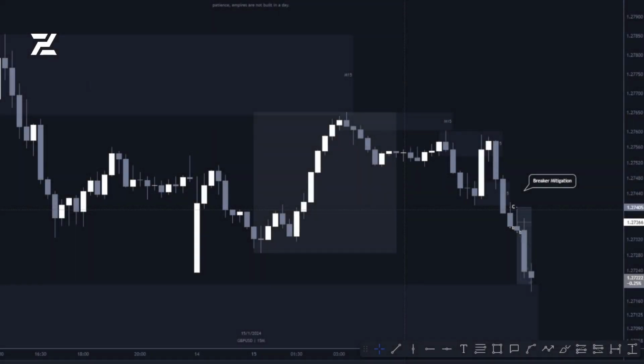Now here's another example of a break and mitigation. These are trades that I'd take as well, back in January, February, March time, 2024. But it's just sort of ones I shared in the community.